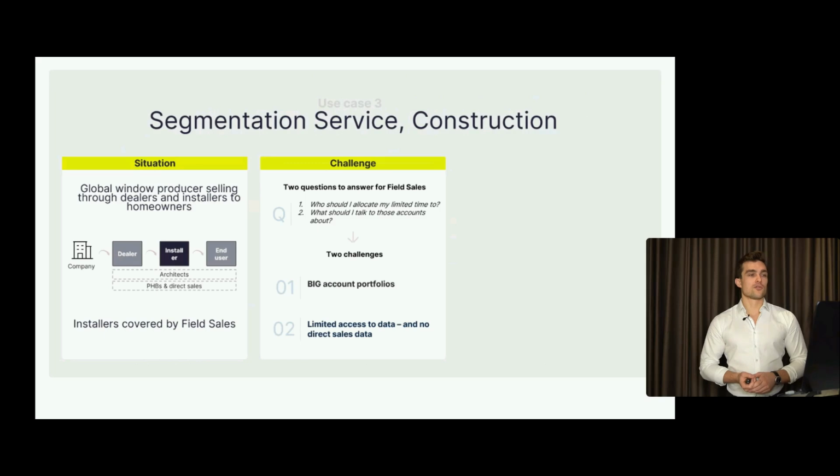And the tricky thing with these installers is that because they buy from the dealers, there's no direct sales data. So it's really hard to know exactly how much an installer installs, which types of products they install, and how good or attractive an overall customer they are. And the field sales reps have to decide who they should visit and what they should talk to those accounts about. That's a little bit difficult when you don't have that much data on which accounts are actually the right ones to visit.